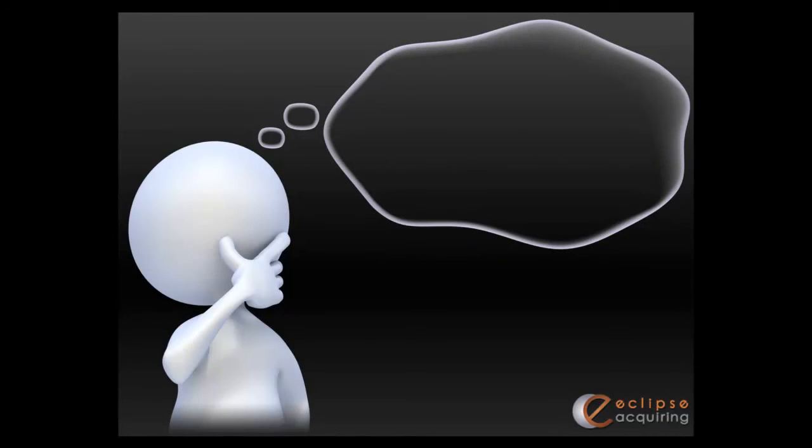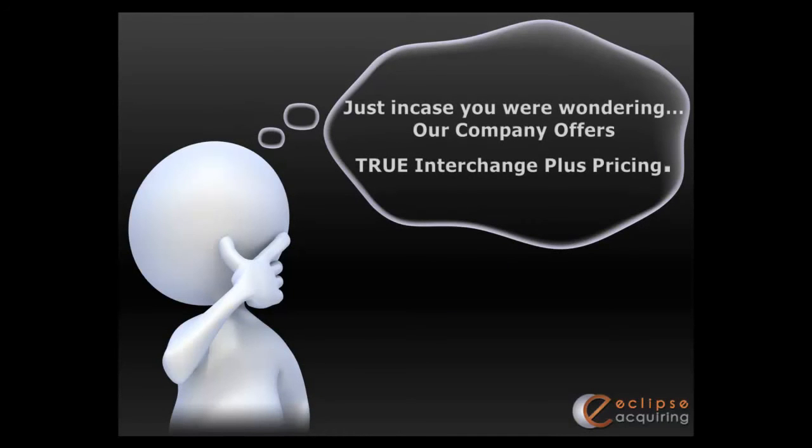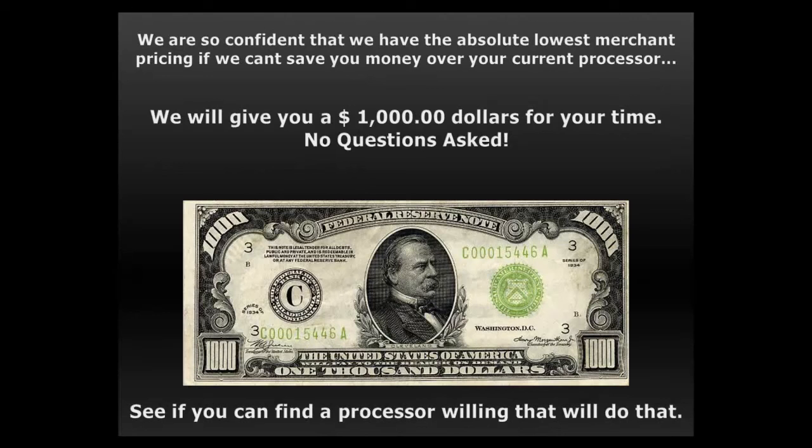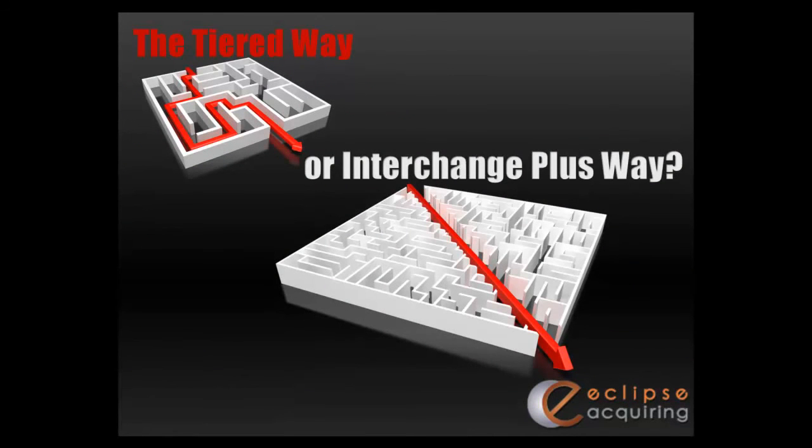That's not all. Just in case you were wondering, our company does offer true Interchange Plus pricing. We are so confident that we have the absolute lowest merchant pricing. If we can't save you money over your current processor, we will give you $1,000 for your time. No questions asked. See if you can find a processor willing to do that. So really, it comes down to the tiered way or the Interchange Plus way.